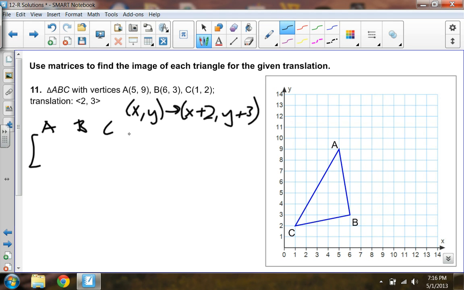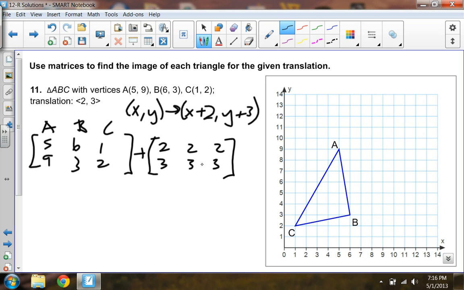A, B, and C should have matrices 5, 9. Remember, x's, then y's. 6, 3, and 1, 2. And let's add it to a translation vector, where I add 2 to every x and 3 to every y. In the end, we'll get a new triangle and call it A prime, B prime, C prime. Go ahead and use blue.